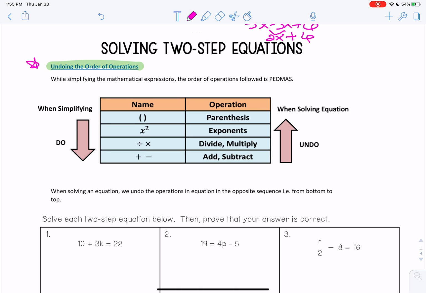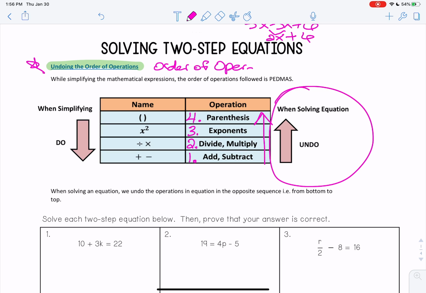Well, if this is telling us to solve two-step equations, we're going to undo that. That means we're going to go backwards. Go ahead and circle this. You're undoing, so you're going backwards. We're going up. So instead of parentheses down, the first thing we're going to do is add or subtract whichever comes first, then divide or multiply whichever comes first, then exponents, and lastly, parentheses. So we're going backwards. Okay, so it's order of operations backwards. That's what they mean by undo.